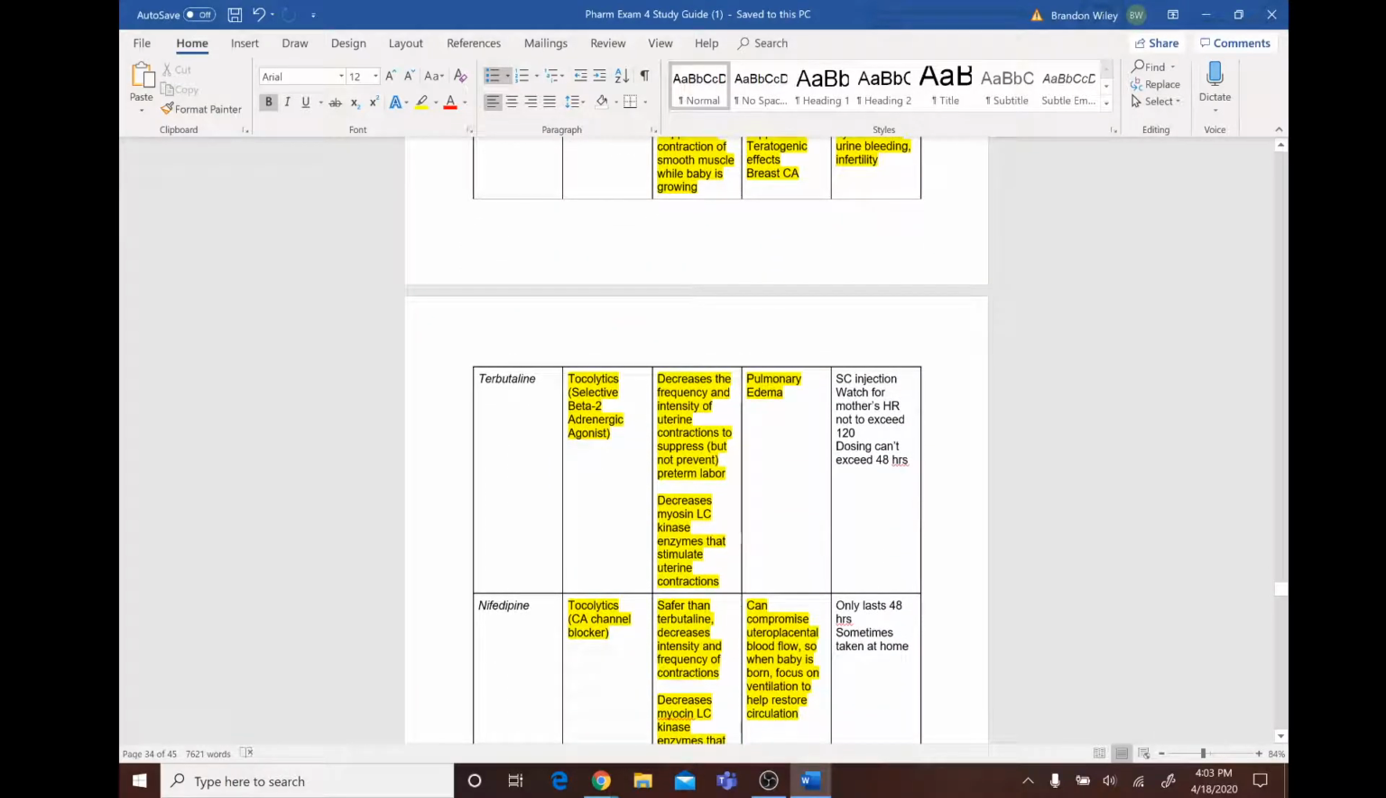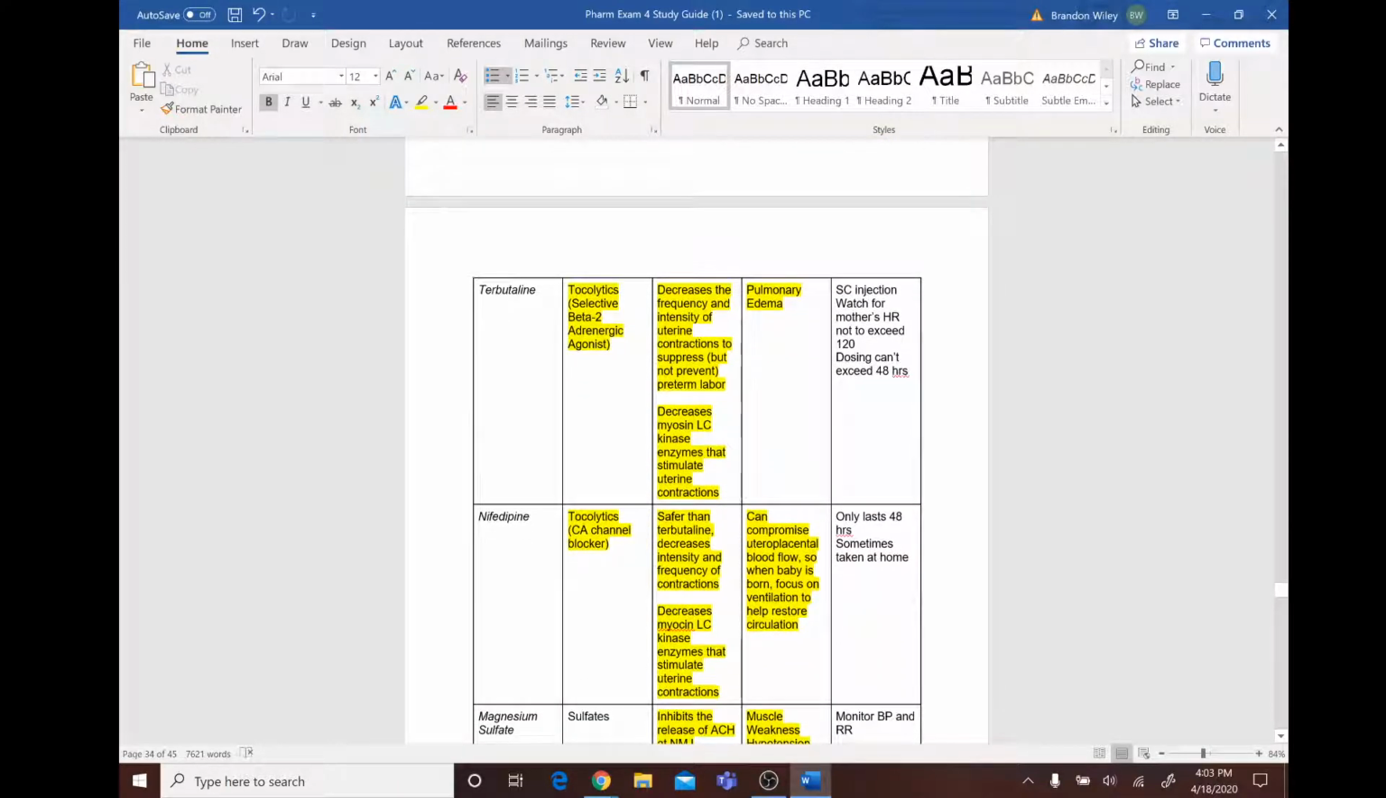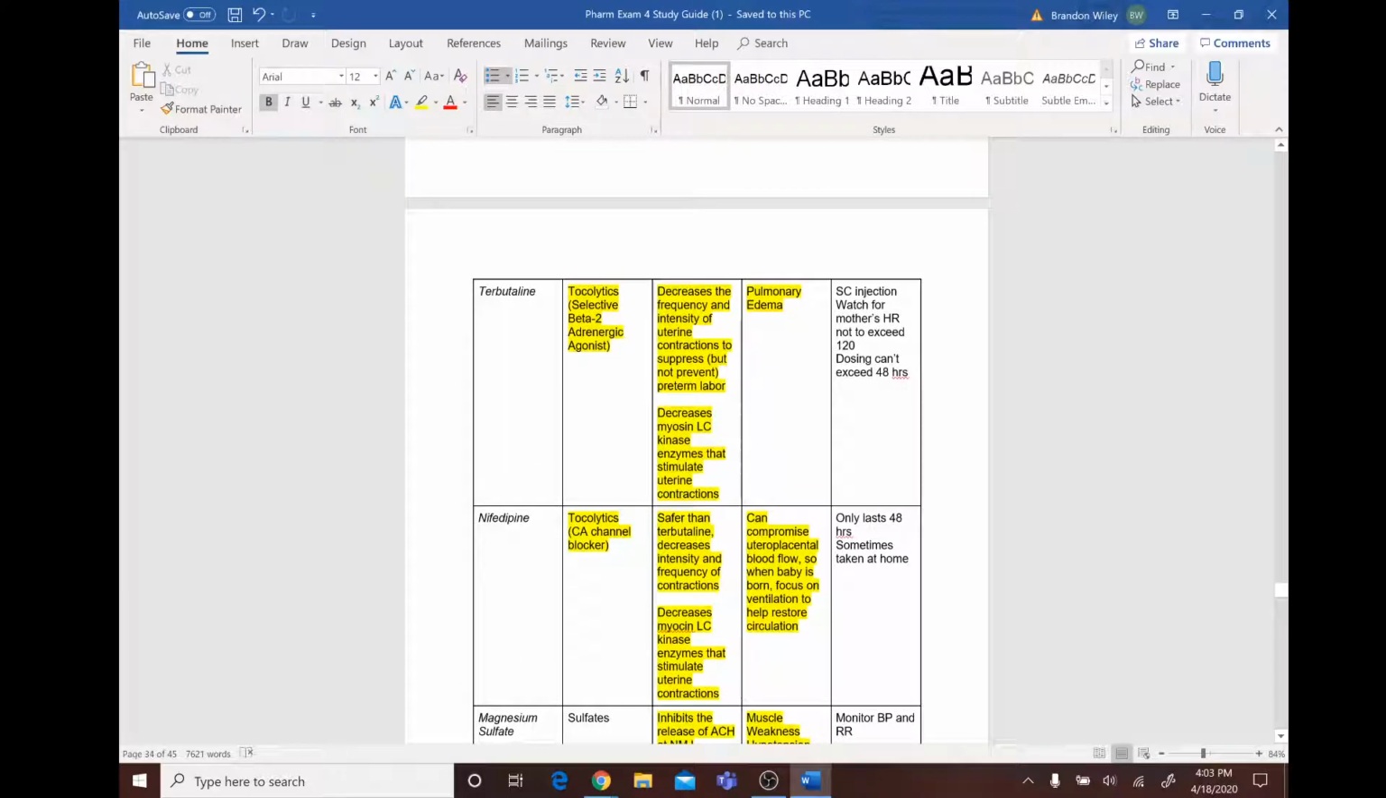What is the drug class of terbutaline? Tocolytics, a selective beta-2 adrenergic agonist. What is the mechanism of action of terbutaline? Decreases the frequency and intensity of uterine contractions to suppress but not prevent preterm labor. Decreases myosin LC kinase enzymes that stimulate uterine contractions. Side effects of terbutaline. Pulmonary edema.